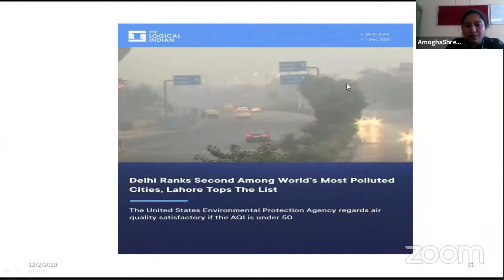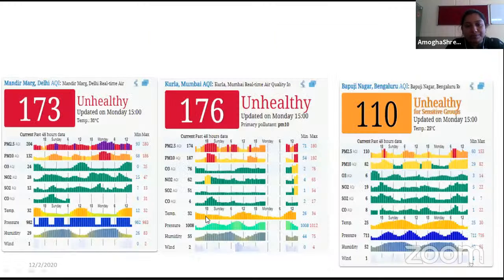So this has been released yesterday by WHO. Delhi ranks second among the world's most polluted cities, and Lahore tops the list. So Pakistan is standing first, then we are standing at the second place, and the third place, I think, is Nepal.